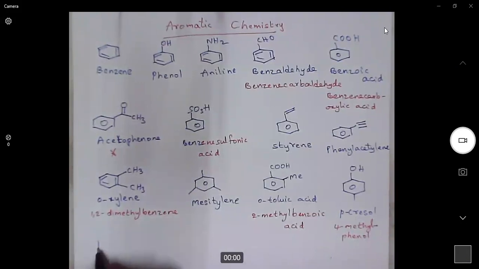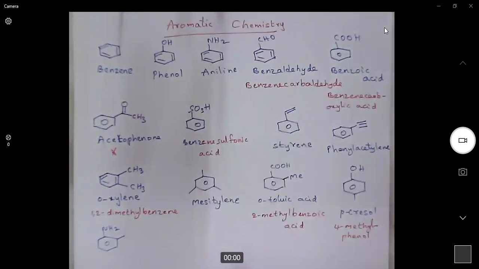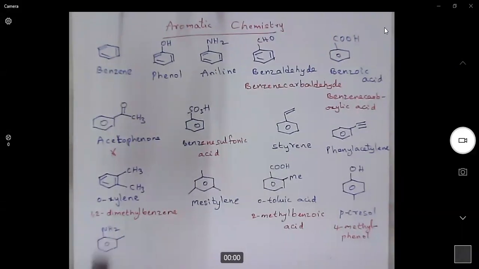Now, if we have amine and methyl groups, the amine substituent takes priority over alkanes. So with amine, it becomes the parent nomenclature and methyl is a substituent. So what is the IUPAC nomenclature? It is 2-methyl aniline. I am not writing it. You try to practice the IUPAC nomenclature because they are ortho compounds.